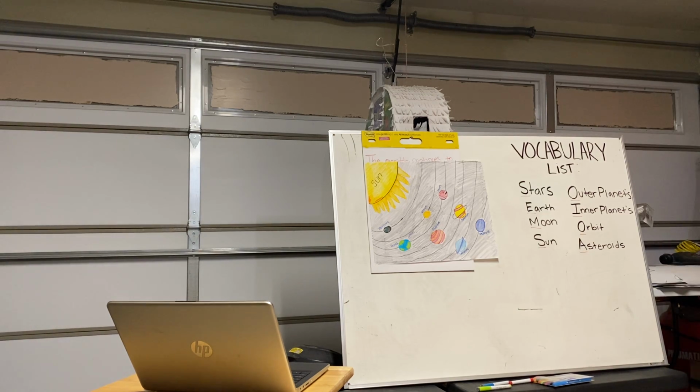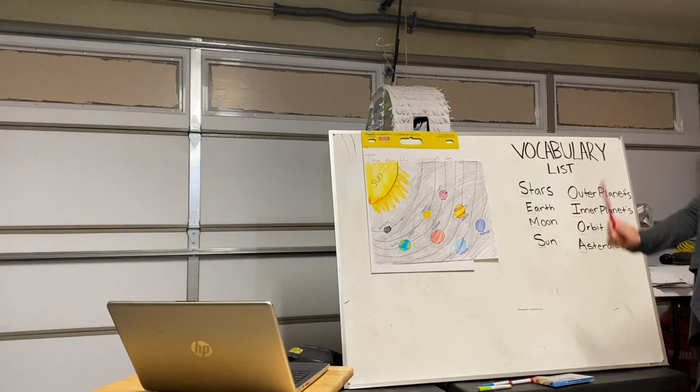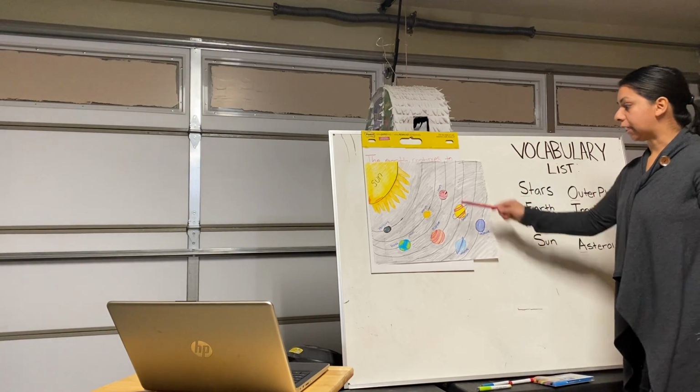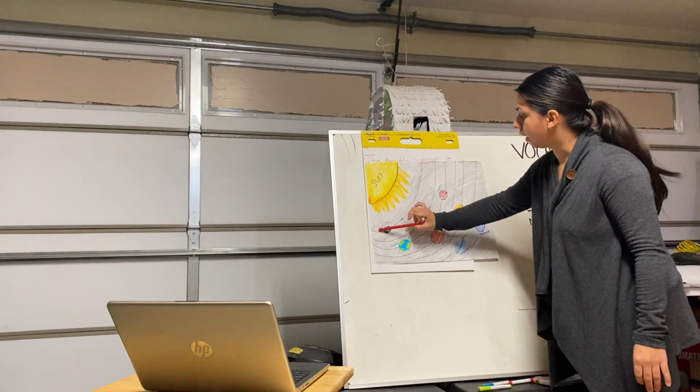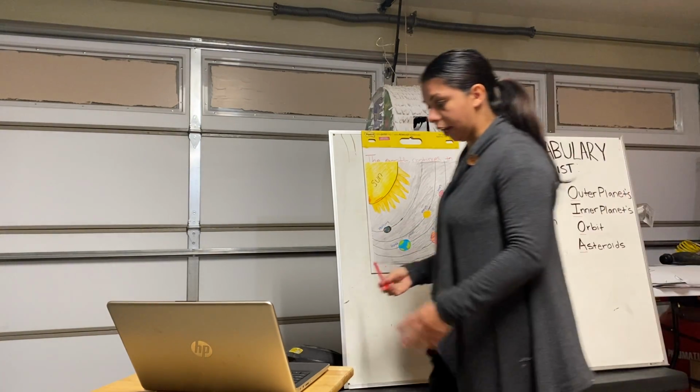Okay, so this is an orbit drawing that I did myself, and this was going to help me remember because this is a sun, and this is how each of the planets go around the sun, and it's a rotation.